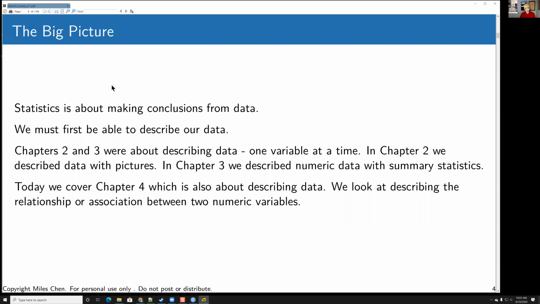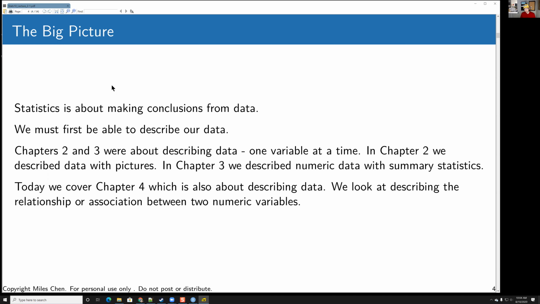So I want to talk a little bit about the big picture first, okay? And that is that in statistics, what we're trying to do is make conclusions from data. And before we can get into making conclusions from the data, we have to be able to describe the data. And that's what we did last week. We looked at chapters 2 and 3, and those were all about describing data.